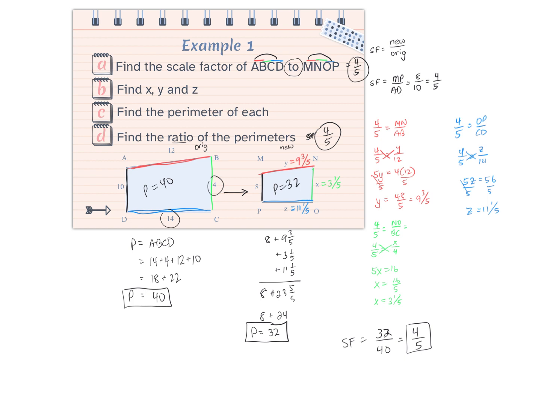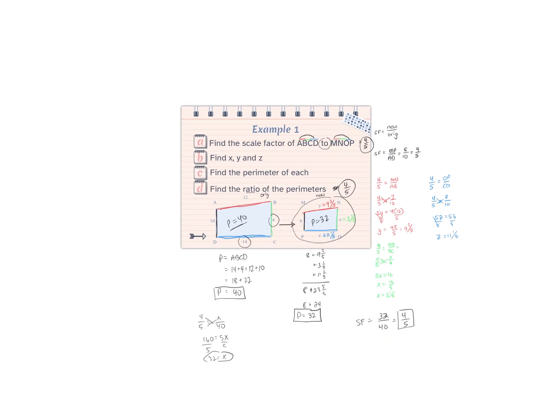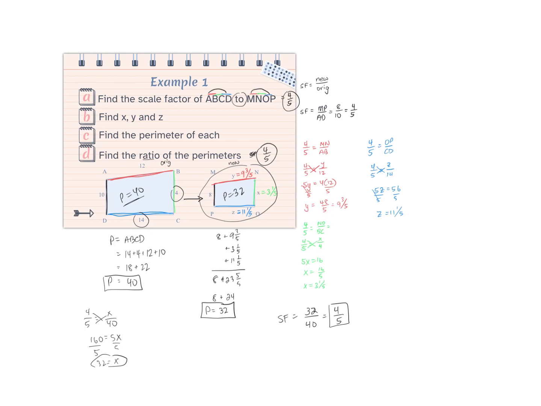So we didn't even really have to add all this up to know what the perimeter was. Once we knew the perimeter of the first one was 40, we could have done the same thing and made the perimeter of the second one x. And when we do the math, we would have gotten 160 equals 5x. And when we divided by 5, we would have gotten that x was 32, which was the perimeter. So you can use scale factor for perimeter as well.